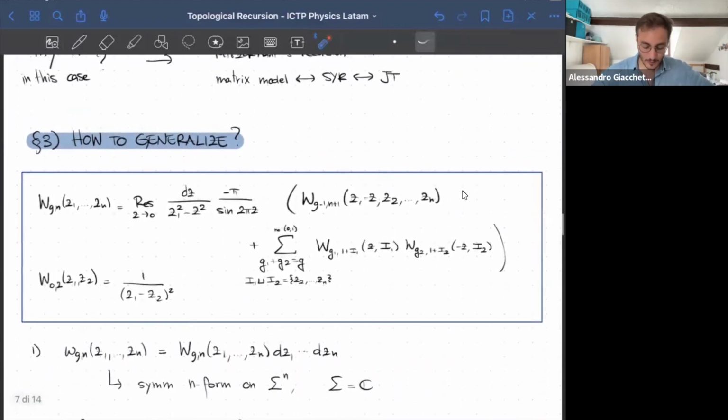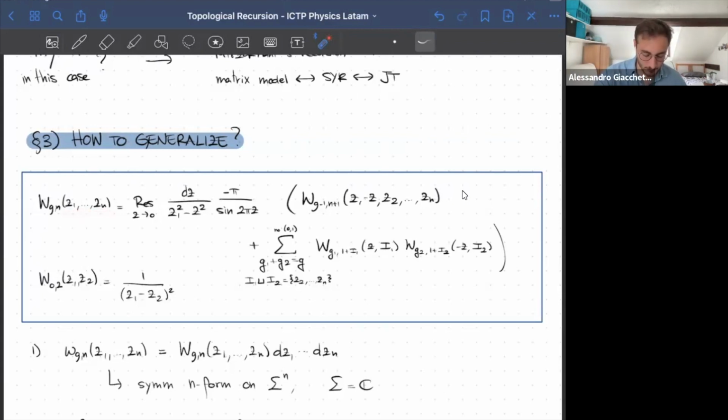And so now what I will try to do is to make some observations, and I will try to modify this formula in such a way that it will not depend on specific ingredients coming from this hyperbolic geometric set. And so the first observation here is that essentially these WGNs are not really the fundamental objects, because they do not transform well when you change these variables z.